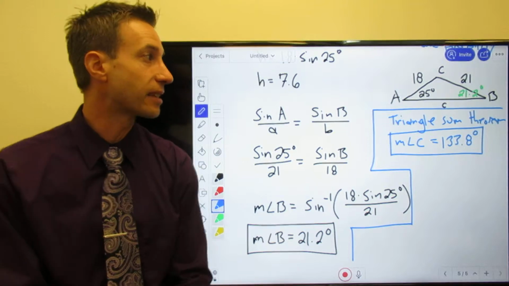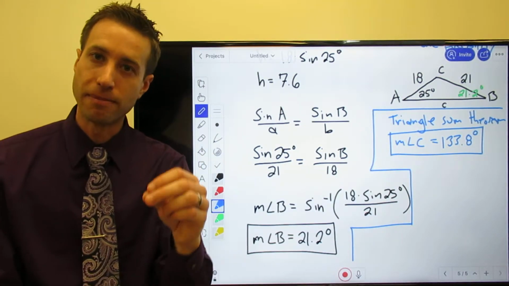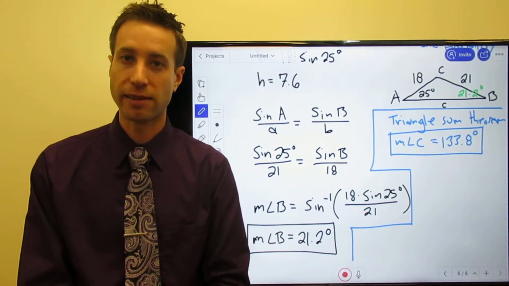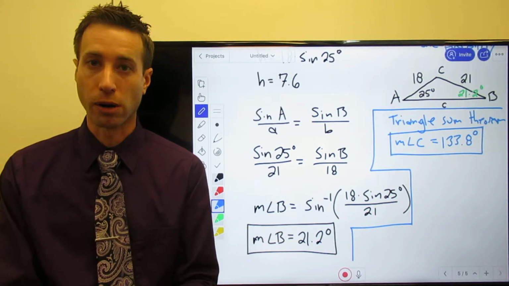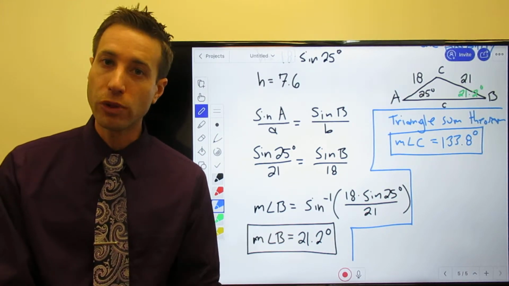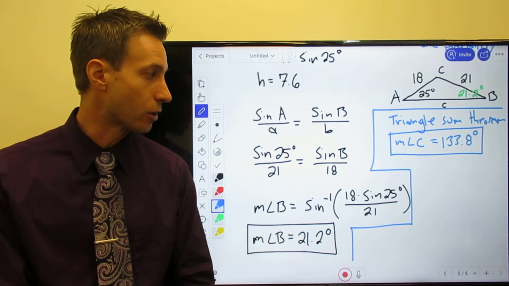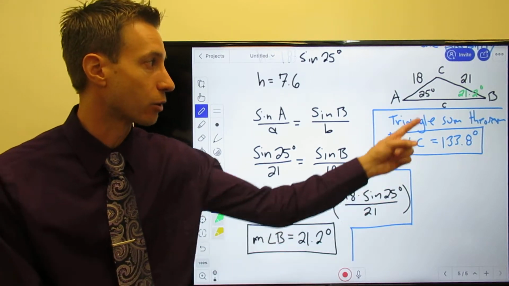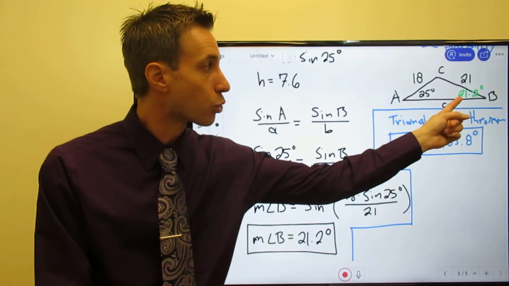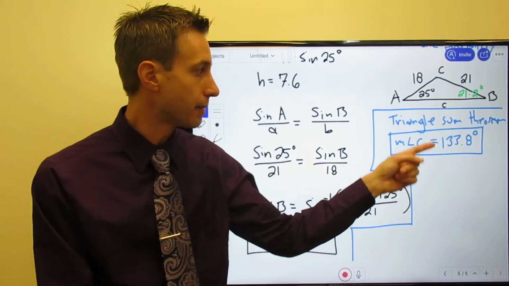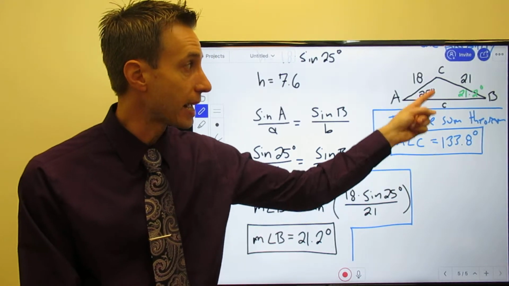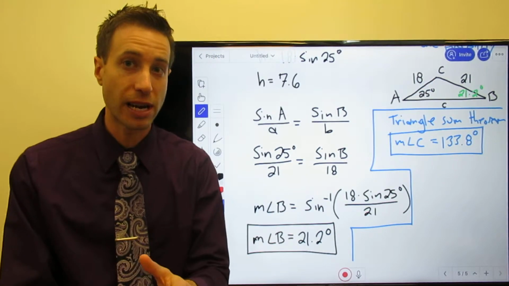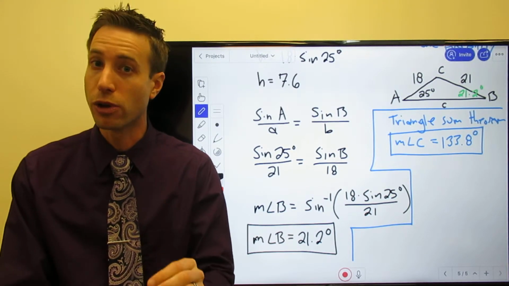Now I need to find the length of side C. You might be tempted to use the Pythagorean theorem. You would be wrong. Remember, the Pythagorean theorem only works if it's a right triangle. And I do not have a right triangle. 25 degrees, that's not 90. 21.2, that's not 90. 133.8, none of my angles are 90 degrees. So the Pythagorean theorem will not work.